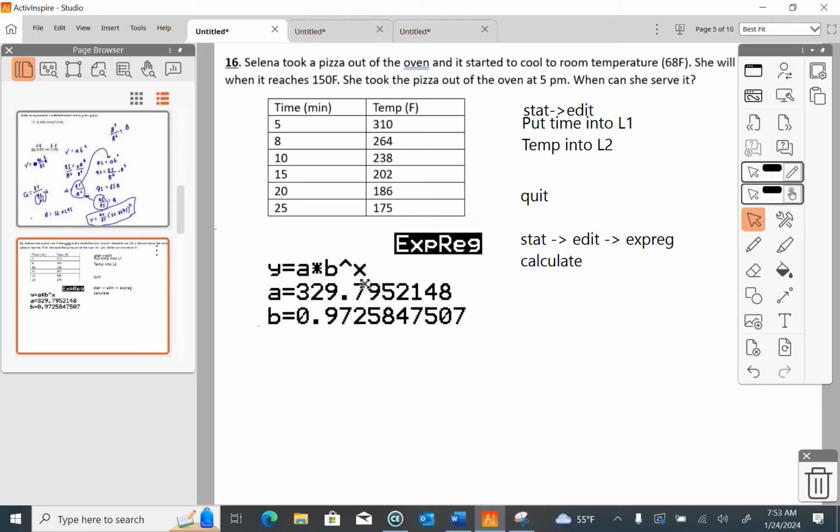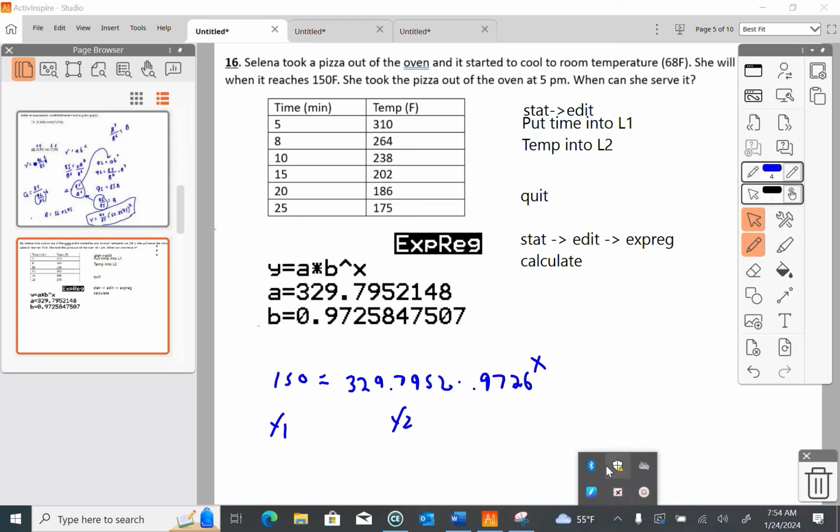Now, why did I write that equation? So I can figure out when she's going to serve it. She is going to serve her pizza when it hits 150 degrees. So 150 is going to equal this equation, 329.7952 times 0.9726 to the x. That's what I got to type in. And I'm going to do the whole y1, y2 thingamajigger when I get back. I need to break for a second. So pause this.